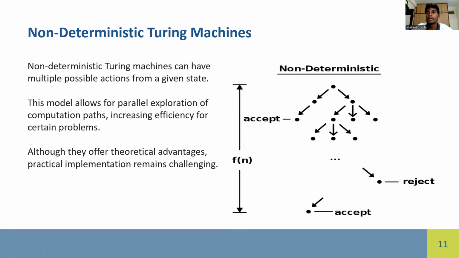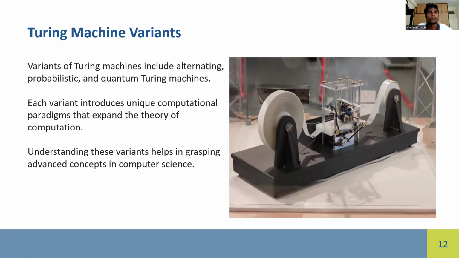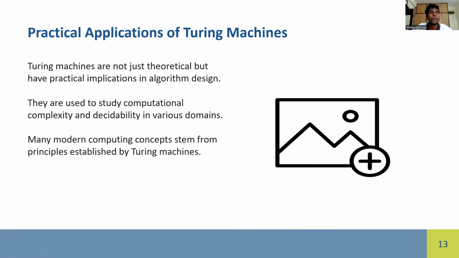Accepting and rejecting in a non-deterministic Turing machine is based on the computation paths. Turing machine variants. Variants of Turing machines include alternating, probabilistic, and quantum Turing machines. Each variant introduces unique computational paradigms that expand the theory of computation. Understanding these variants helps in grasping advanced concepts in computer science.